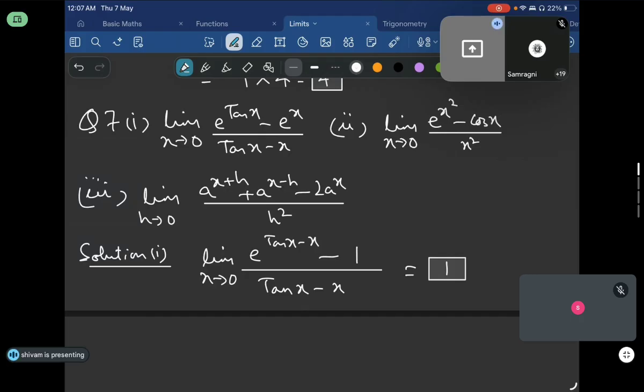Samragni, check part 2. Abhipsha, part 1 is correct. Quickly solve part 2. So e to the power 10x minus e to the power x, how could you write e to the power 10x minus x? I have taken e to the power x common. Now is it fine? Yes, sir. Okay. By mistake, I didn't write this.